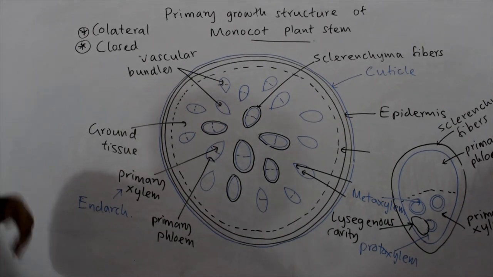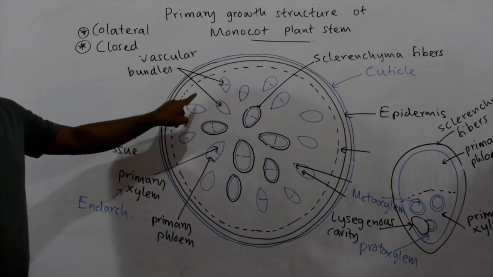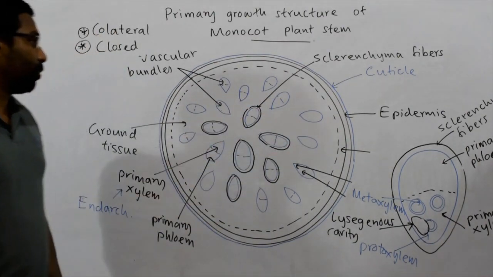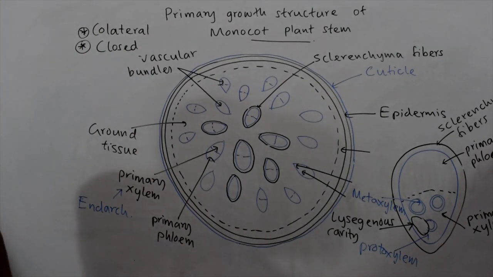Okay, now complete the diagram. Here I haven't drawn sclerenchyma fibers surrounding each of these vascular bundles, but remember they are found surrounding each of these vascular bundles.